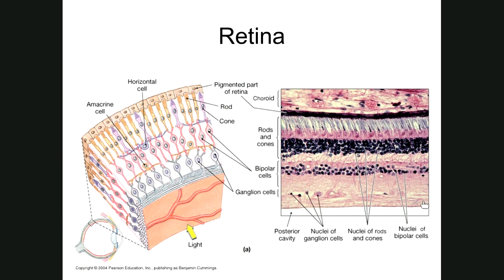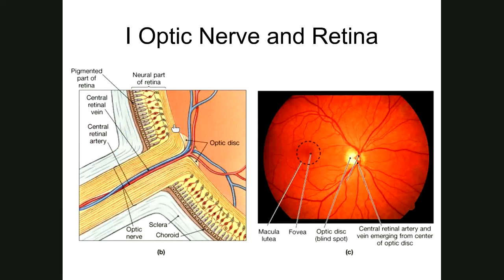Okay, so let's see that. Here they are. There's your rods and cones. There's your bipolar neurons. Here's your ganglion cells, and their axons are going out the back of the eye as cranial nerve number 2, the optic nerve. The area where these axons exit the eyeball is devoid, that means they don't have any photoreceptors for vision. So look right here. There are no photoreceptors here. So this area is called the optic disc or the blind spot.